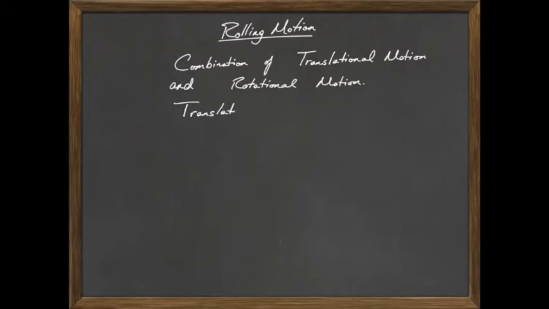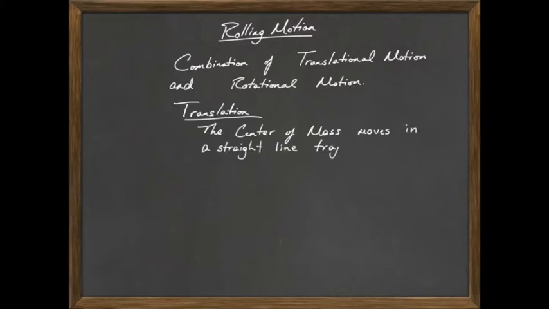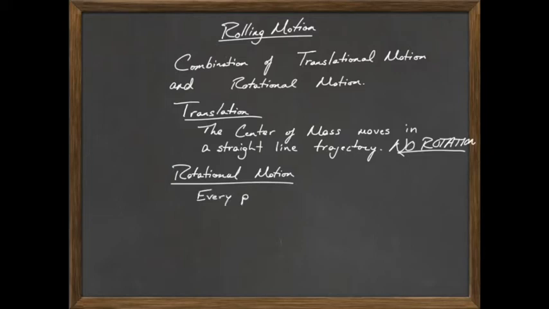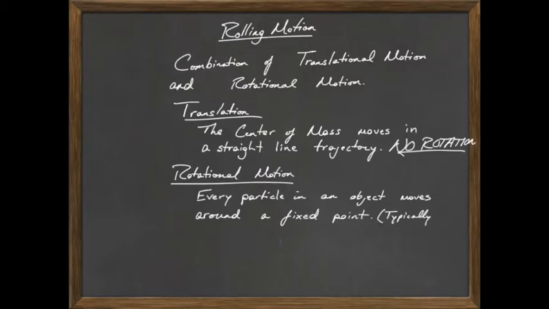Okay, so to see the difference, translational motion is when the center of mass is actually moving in a trajectory, typically a straight line trajectory. And the important thing here is that there's nothing about the object that's rotating at all. But in rotational motion, all the particles that are contained within that object are rotating or moving around a fixed point. And to understand it better, typically that fixed point is within the object itself.